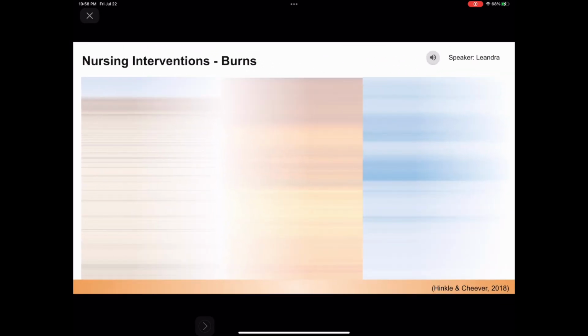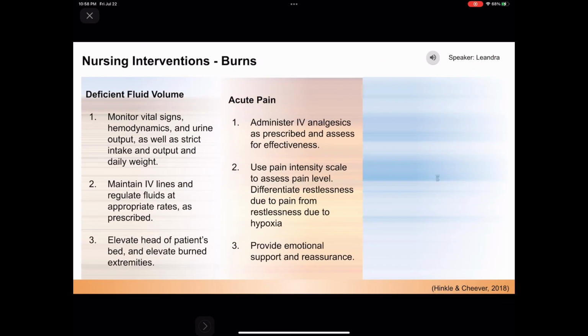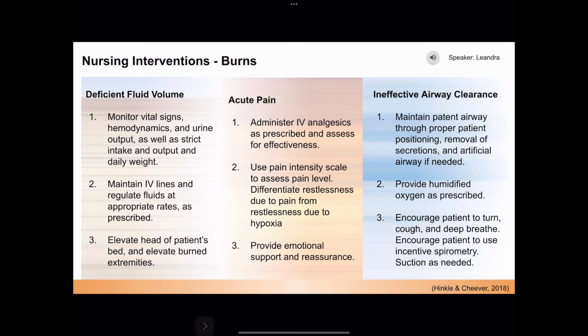Nursing interventions for burns. For deficient fluid volume, we will monitor vital signs, hemodynamics, and urine output, as well as strict intake and output and daily weight. We will maintain IV lines and regulate fluids at appropriate rates as prescribed. And we will elevate the head of the patient's bed and elevate burned extremities.